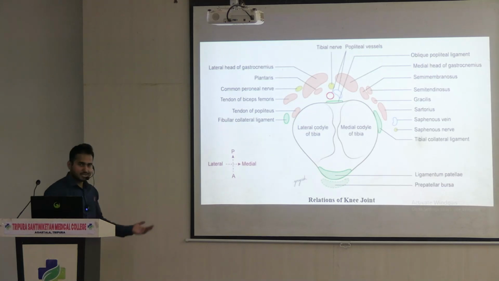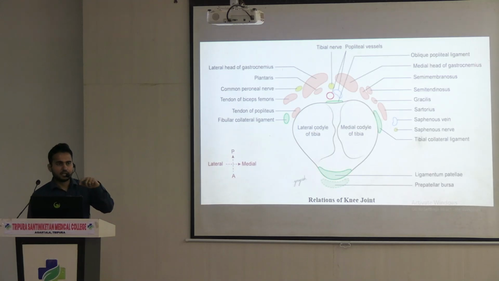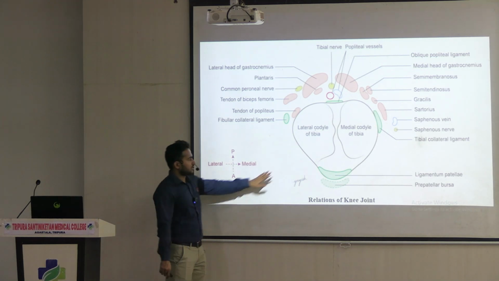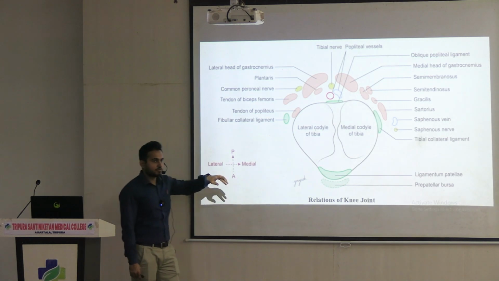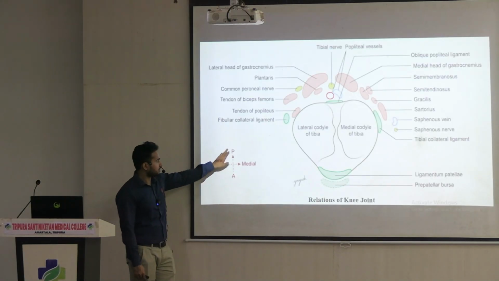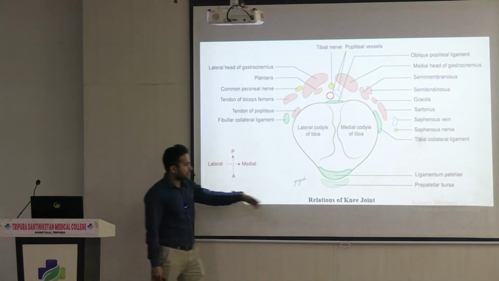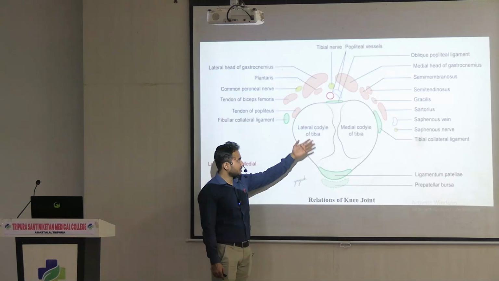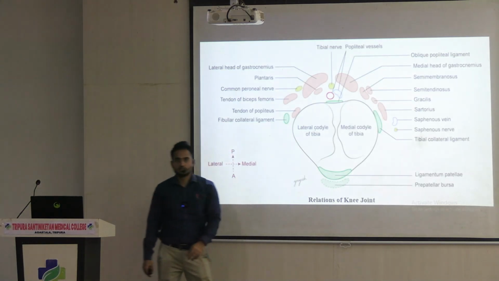Okay. So this is an easy diagram showing the relations. There is nothing to explain, just a simple diagram of what structures are present on the posterior aspect, lateral aspect, and the anterior aspect; that only you have to draw. Okay. And whenever you are drawing such diagrams, please don't forget to mention this particular symbol, or you can write on your own, which is the anterior side, which is posterior, which is lateral and medial.